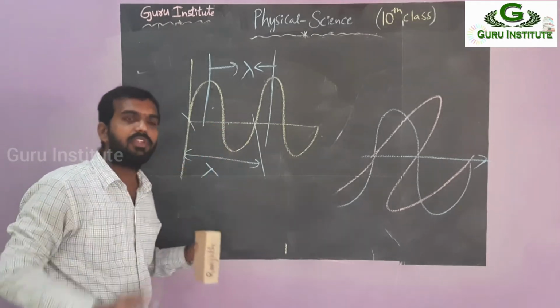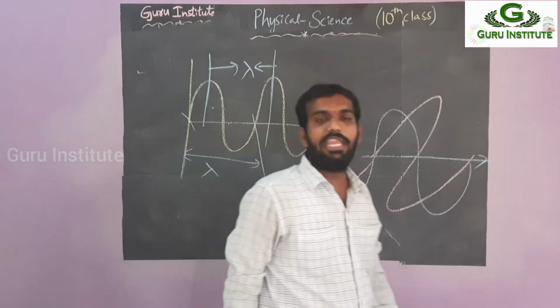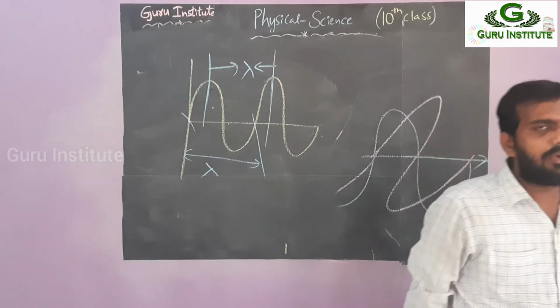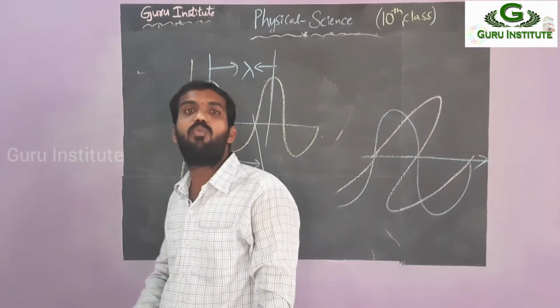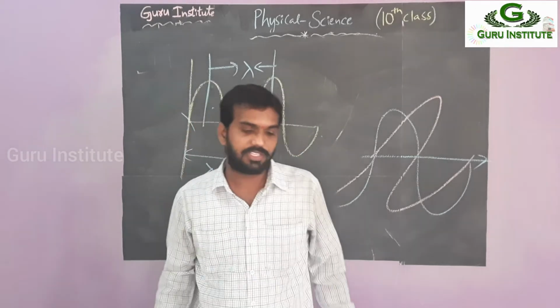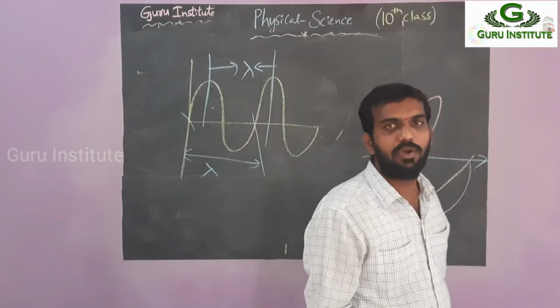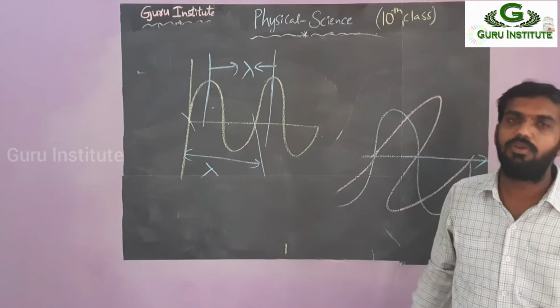So next, coming to the frequency. Frequency is nothing but the number of vibrations that occur in 1 second. The number of vibrations that occur in 1 second is known as the frequency of the wave.